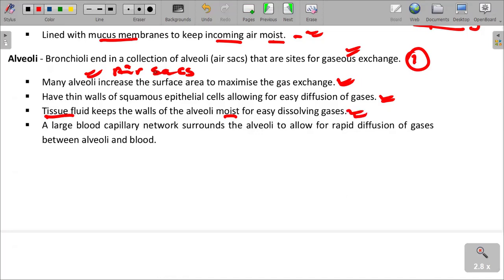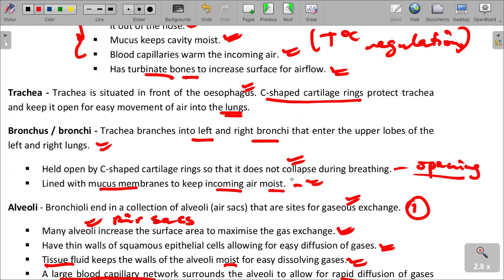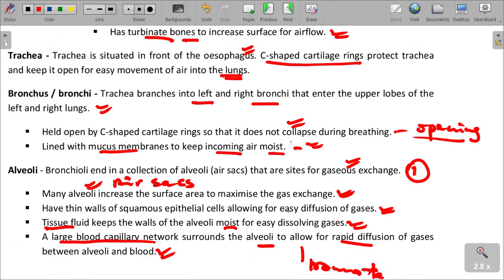So therefore, we are saying a large blood capillary network surrounds the alveoli to allow rapid diffusion of gases between the alveoli and the blood. So blood capillaries, a large blood capillary network, surround the alveoli to promote rapid movement of gases between the alveoli and the blood. So these are the basic structural suitability functions that we might not just need to overlook, but we need to take note of them.